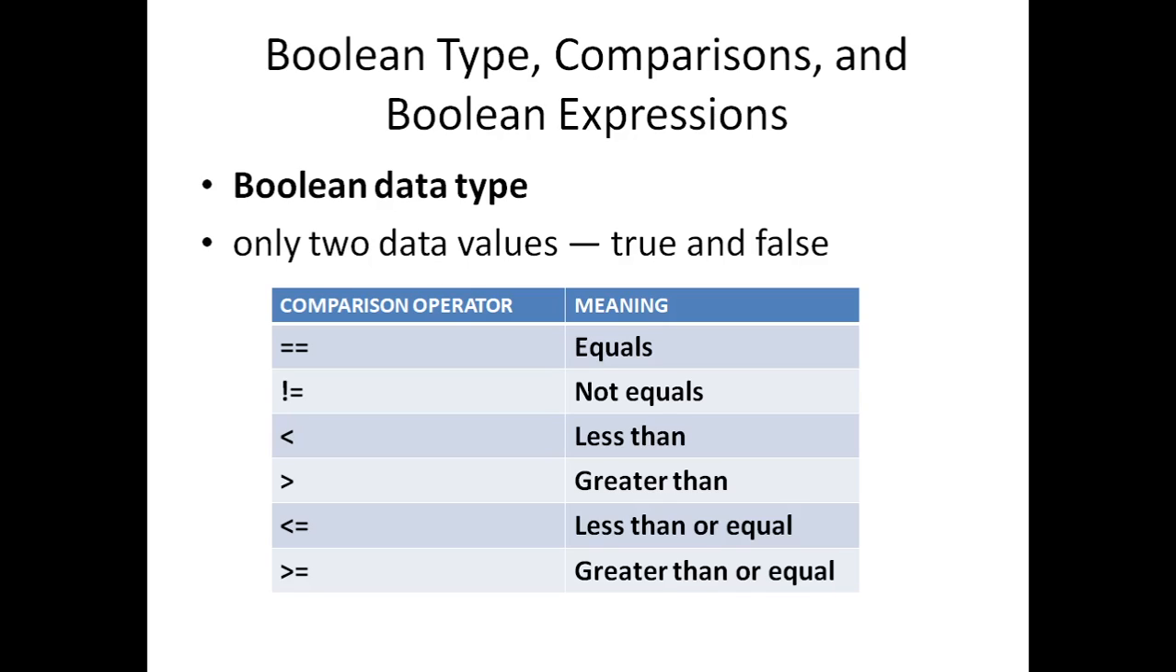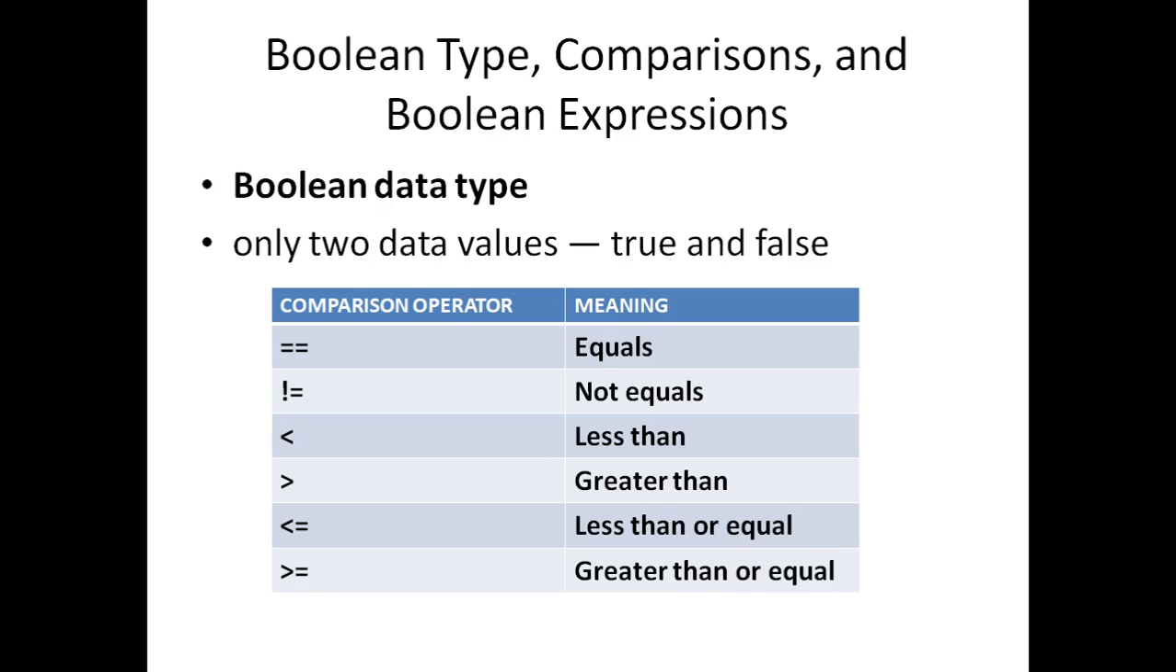Before going into selection statements, we have to study the Boolean data type. There is a special data type in Python that we call the Boolean data type. It can take only two values: one is true and the second one is false. Whatever the expression given, the result will be either true or false.